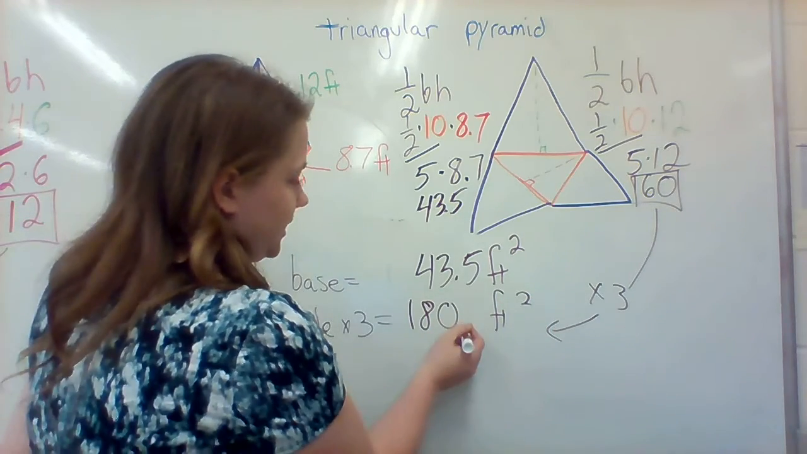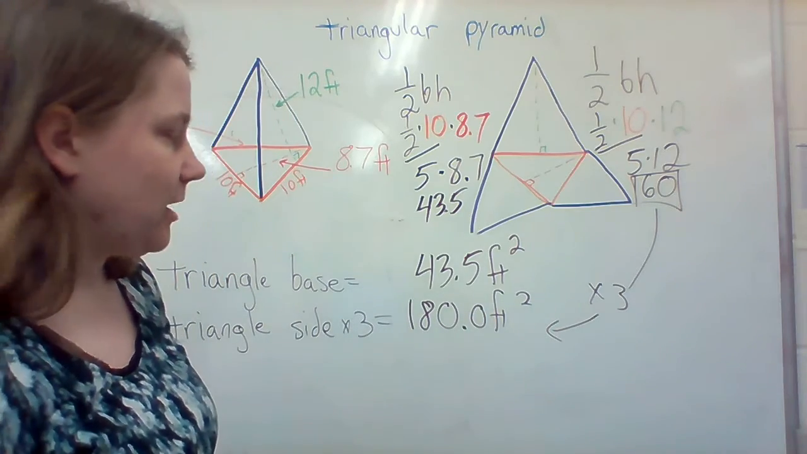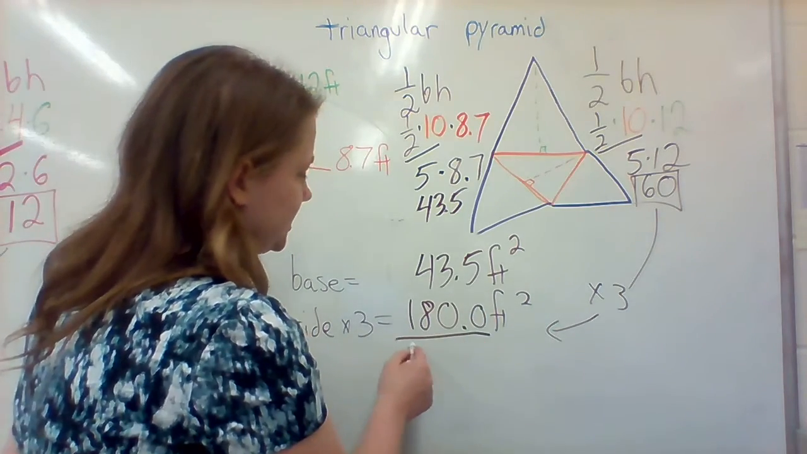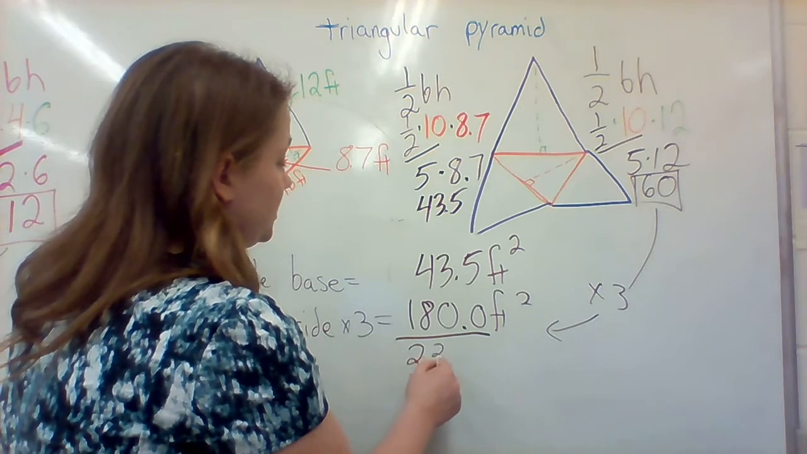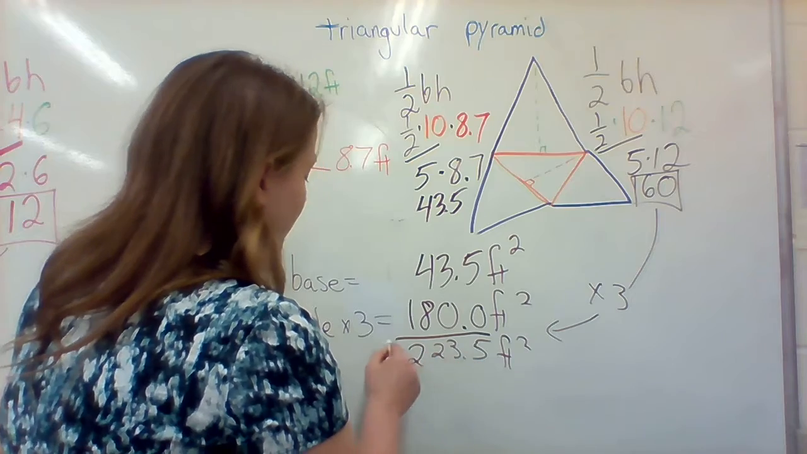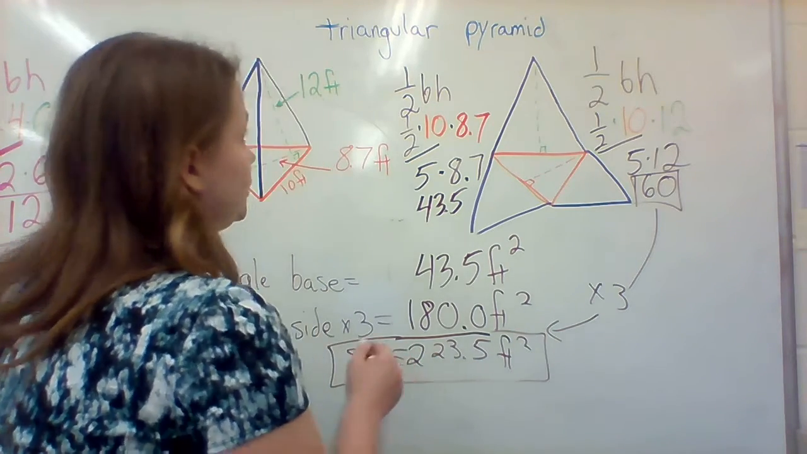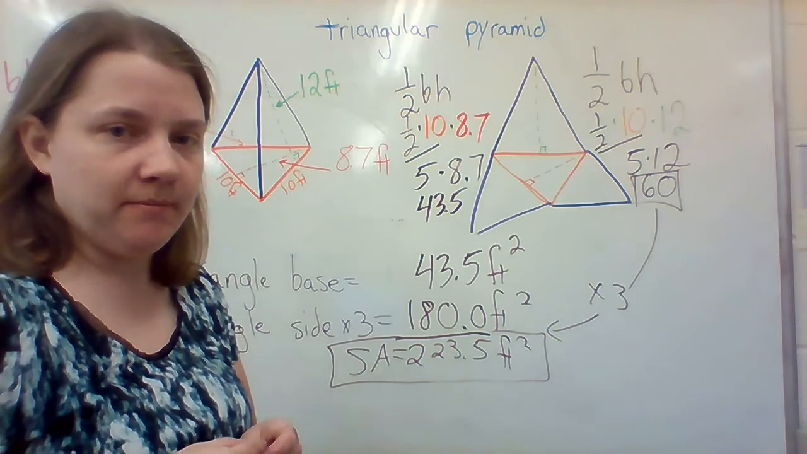Now, there is a decimal there. We don't need it, but now that we're adding up numbers, it would probably help to have it. When we add this up, we're going to get 223.5 feet squared. And that is the surface area of the triangular pyramid.